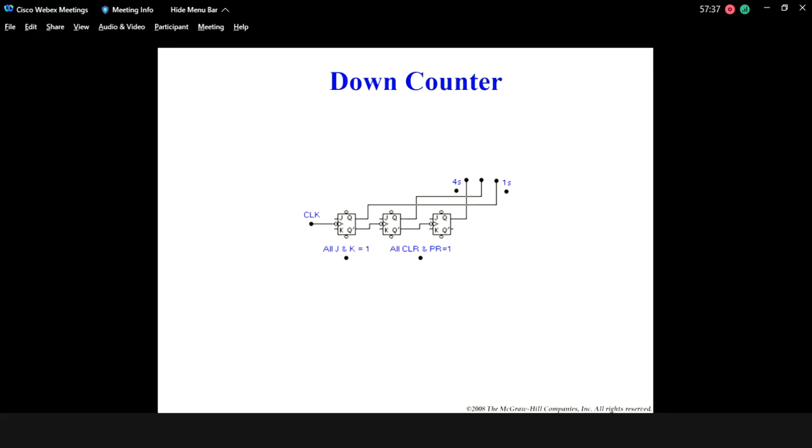Now we want to have a counter down. In the counter down, we want to count down.